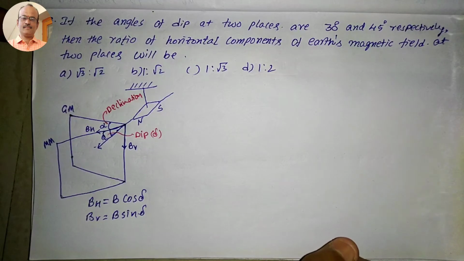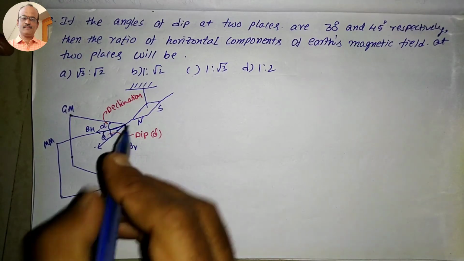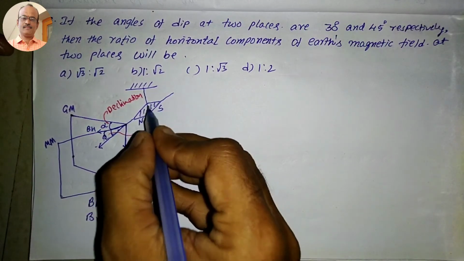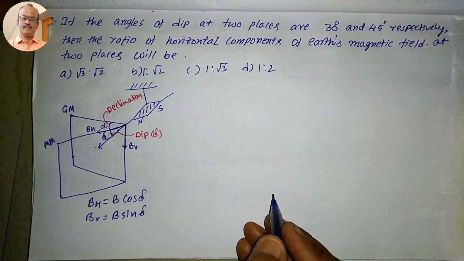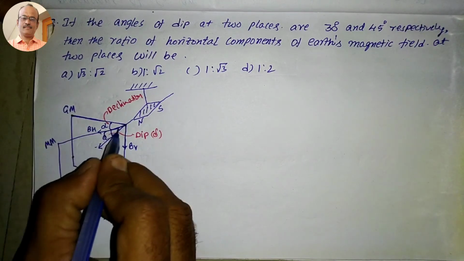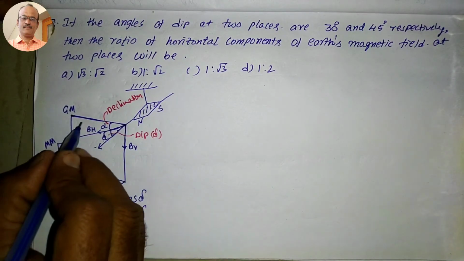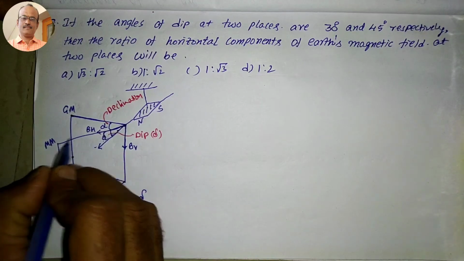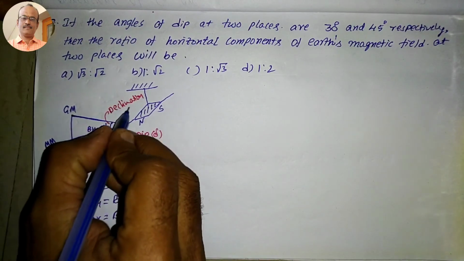Now the question number 18. If the angles of dip at two places are 30 degrees and 45 degrees respectively, then the ratio of horizontal components of Earth's magnetic field at two places will be how much? So first of all, we have to get an idea about what is dip and what is declination. So here when the magnet is suspended freely in the air, it shows north and south directions. So here this is the geographical meridian and this is the magnetic meridian.